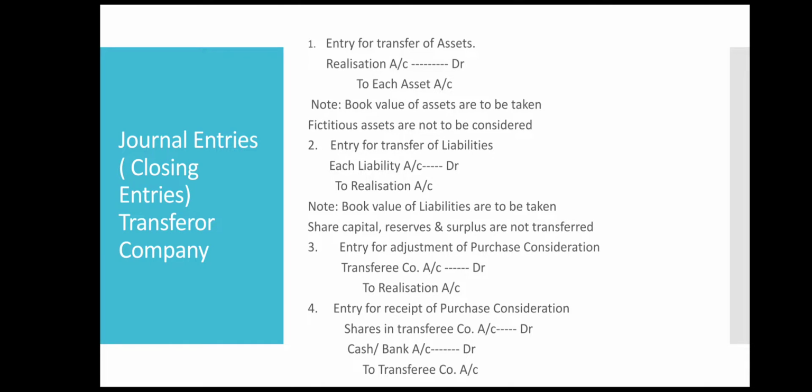While passing this entry, we have to be careful to take book value of assets. Now what is meant by book value? Book value means the value that is given in the balance sheet. That is called book value, and that has to be considered. And the second point is about fictitious assets. Fictitious assets like preliminary expenses, discount on issue of shares or losses are not to be considered. So the regular assets like buildings, machinery, stock, cash, all these assets will be considered while passing the entry. So in the first entry we will transfer the assets to realization account.